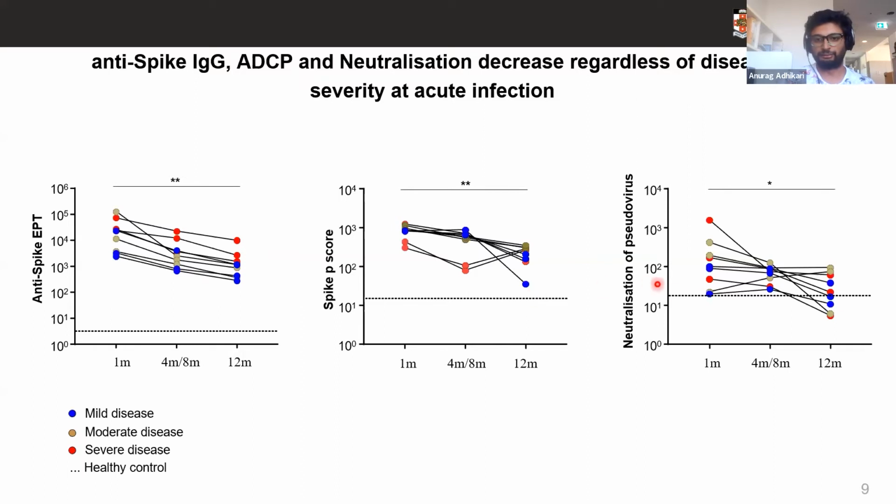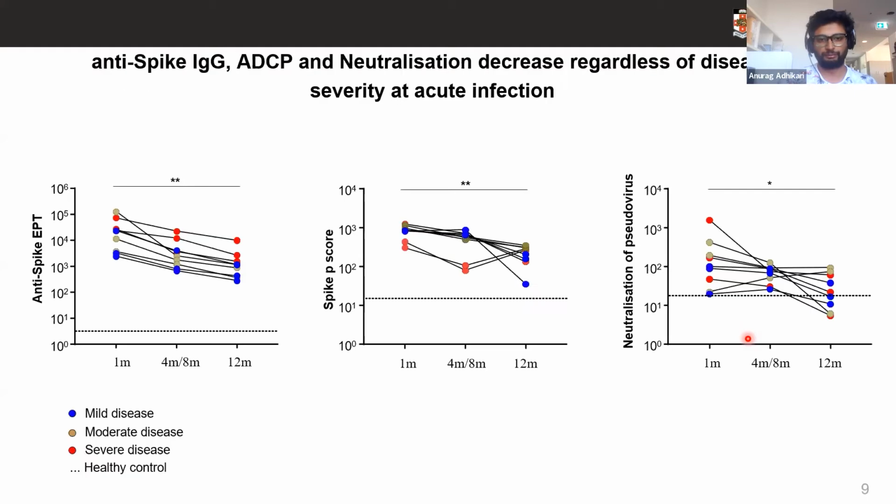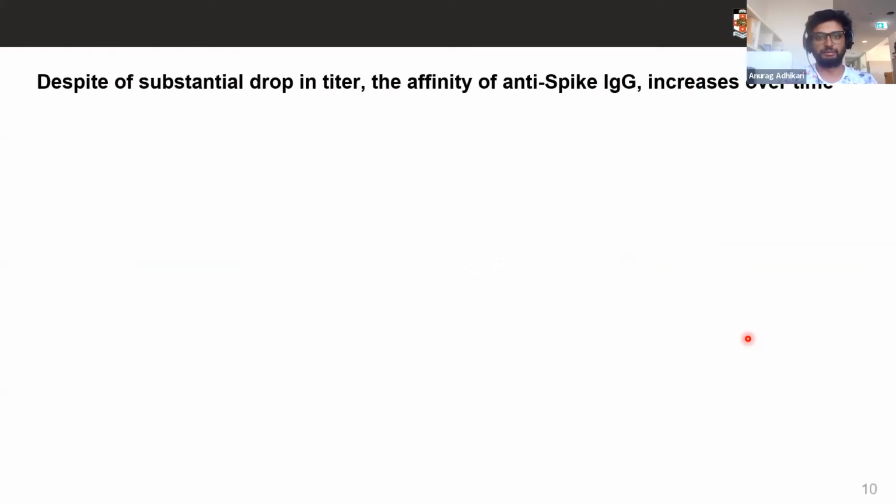Again, the same trend you would see in pseudovirus neutralization as well. So basically, the function seems to be going down, which you would expect, because if there is no infection, you wouldn't expect the immune system to sustain the immune response at a high alert level at all, because it costs lots of energy.